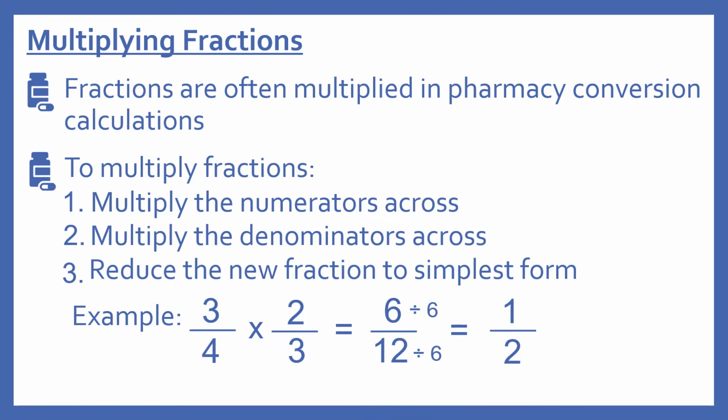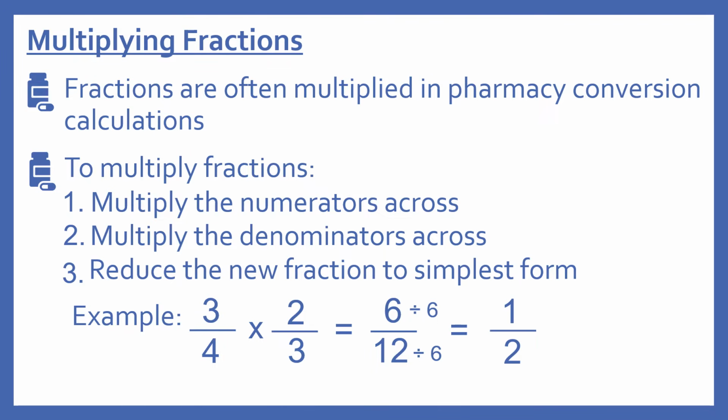Now we'll look at multiplying fractions. Fractions are often multiplied in pharmacy conversion calculations. To multiply fractions, first we're going to multiply the numerators across. Remember, that's the top number. And then we're going to multiply the denominators across. That's on the bottom. And then we're going to reduce the new fraction to its simplest form.